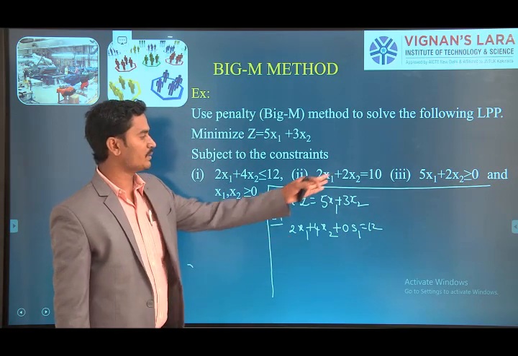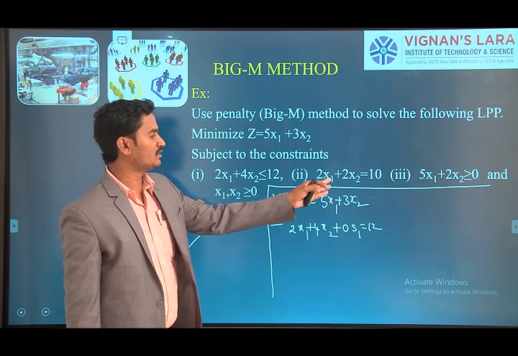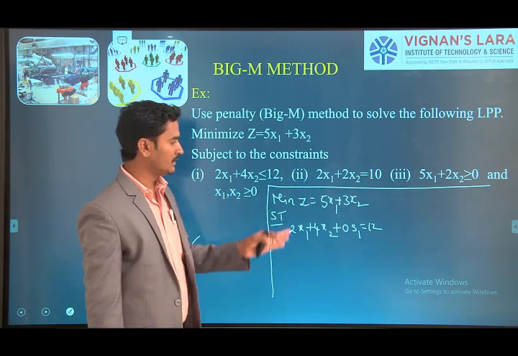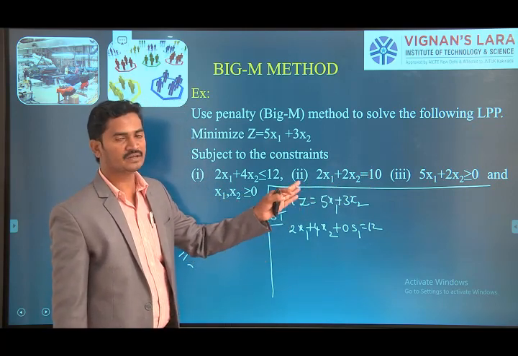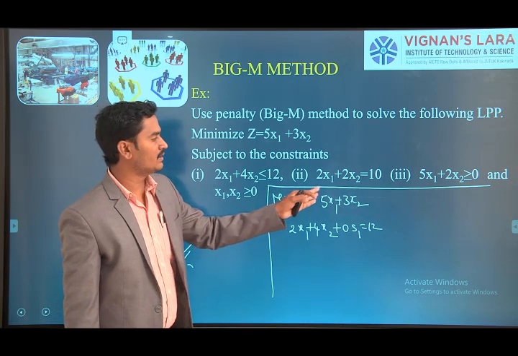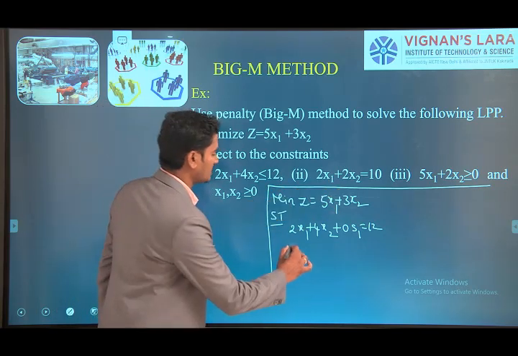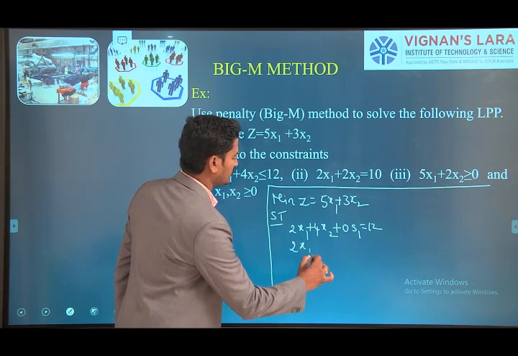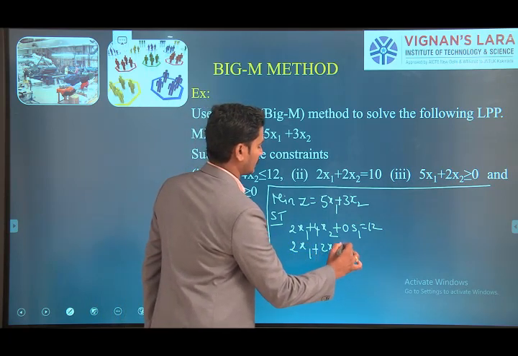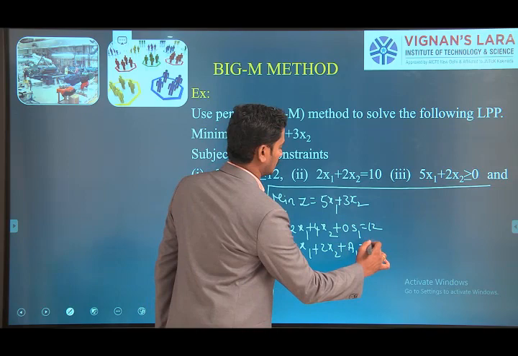Constraint 1 is over. Next, coming to the second constraint, here we have 2x1 plus 2x2 is equal to 10. Here there is no need to add slack variables or surplus variables. Directly we add the artificial variable. For this type of problem we add artificial variables. Thus 2x1 plus 2x2 plus a1 is equal to 10.